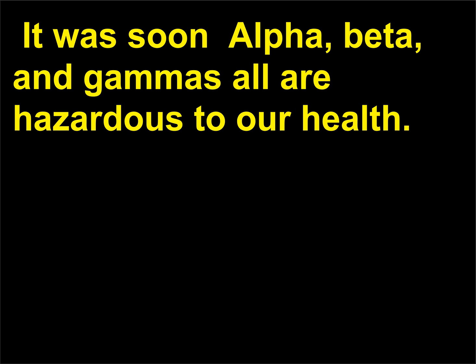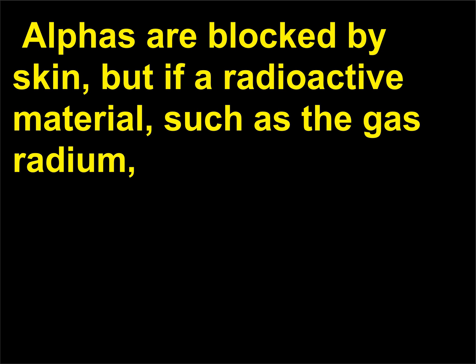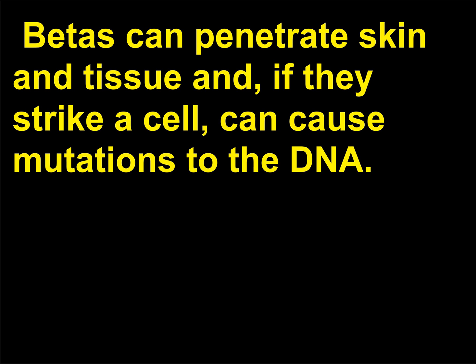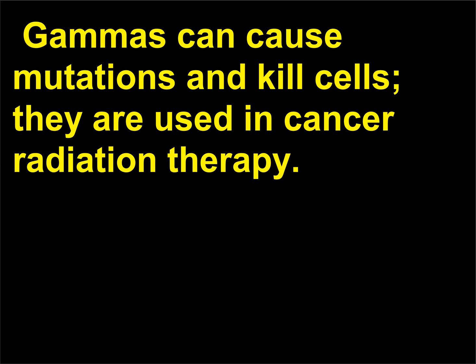It was soon found that alpha, beta, and gamma rays are all hazardous to our health. Alphas are blocked by skin, but if a radioactive material, such as the gas radon, is inhaled, the alpha particles can cause damage to the lungs. Betas can penetrate skin and tissue and, if they strike a cell, can cause mutations to the DNA. Gammas can cause mutations and kill cells. They are used in cancer radiation therapy.